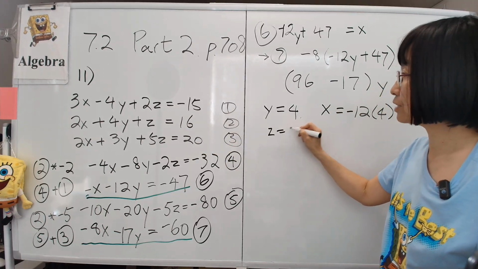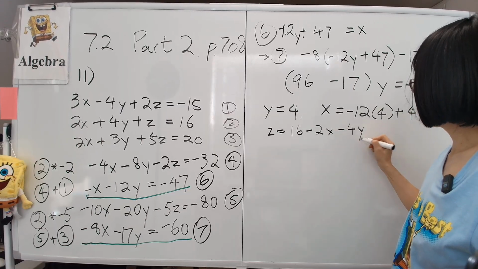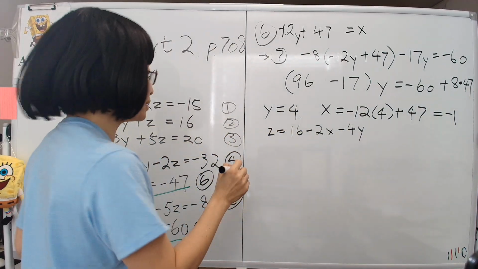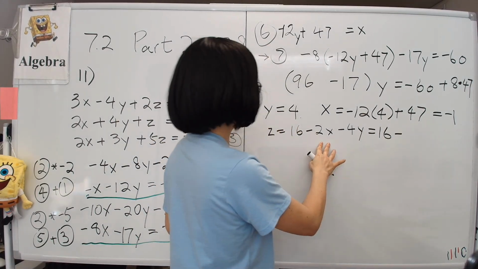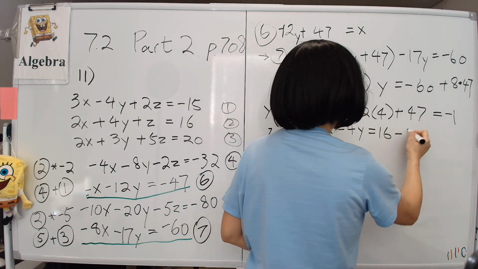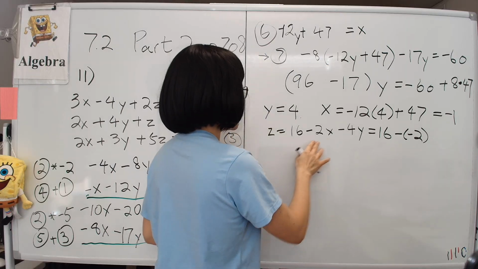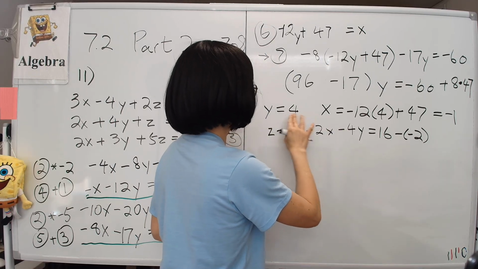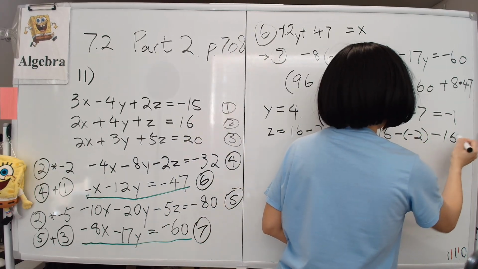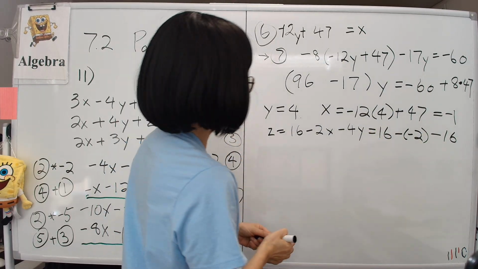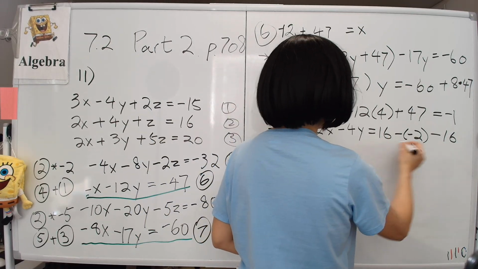So z equals 16 minus 2x minus 4y. All right, so having copied that, that equals 16 minus 2x. What was x again? Minus 1. So minus 1 times 2 is minus 2. Don't forget the negative sign here. There's a lot of minuses and it's very easy to mess up. And then minus 4y. What's 4y? 4 times 4 is 16, so minus 16. Isn't that 2? Because the 16 cancels out with that 16. It should be equal to 2.